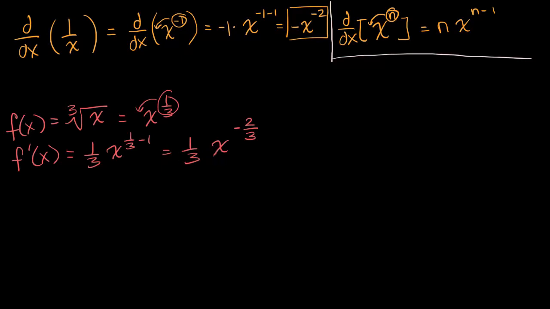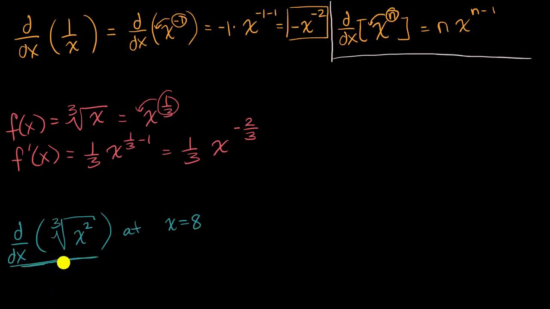Let's do another example, and I'll make this one really nice and hairy. Let's say we want to figure out the derivative with respect to x of the cube root of x squared. What is this going to be? And actually, let's not just figure out what the derivative is. Let's figure out the derivative at x equals 8. Pause this video again and see if you can figure that out. Well, what we're going to do is first figure out what this is, and then we're going to evaluate it at x equals 8.